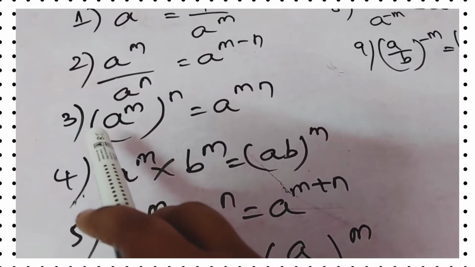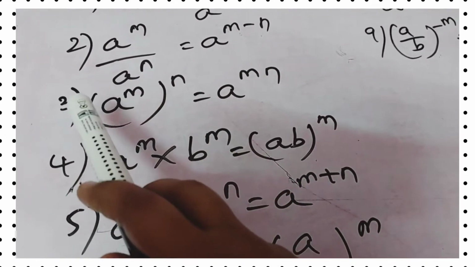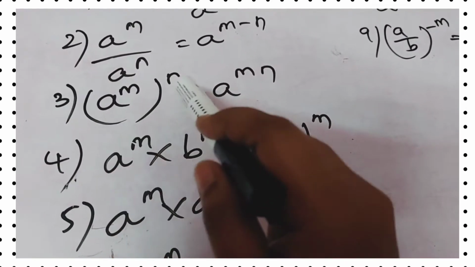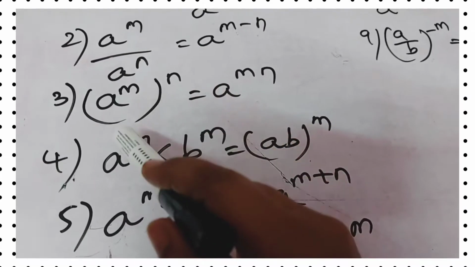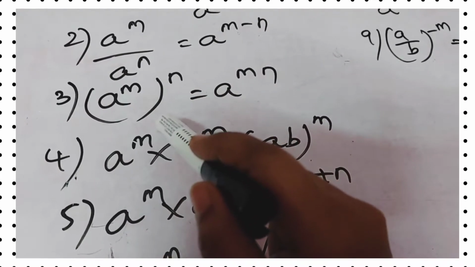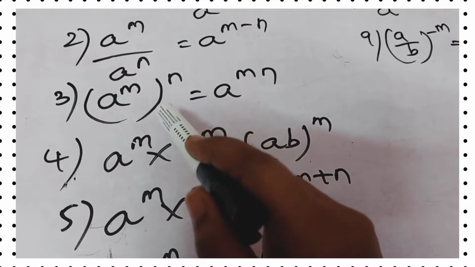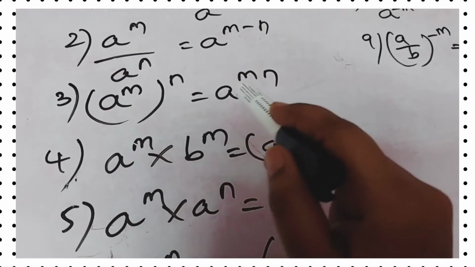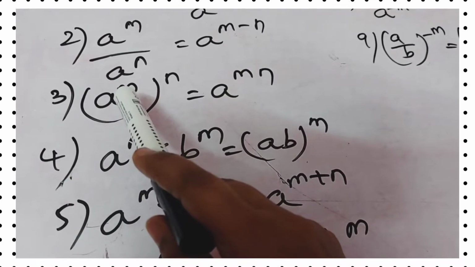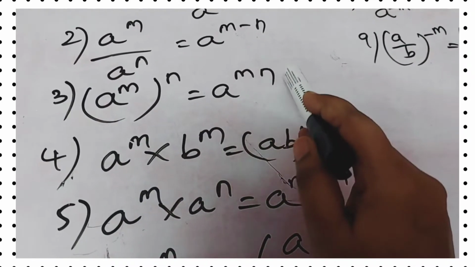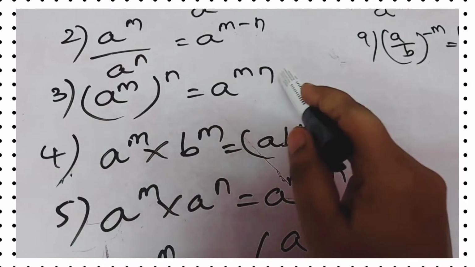Now a to the power of m, here bracket is there, then the exponent is n. How do you write it? If bracket is there, what do you have to do? You have to do the multiplication here. The base you keep like this only, then you multiply the exponents. m into n, it is mn, a to the power of mn.